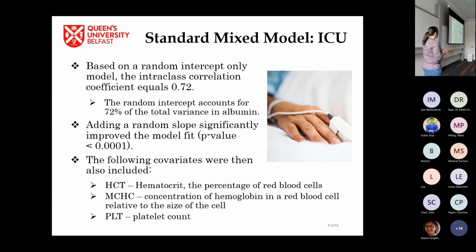As well as that, we're going to add in a couple of covariates. We're only looking at simple models at the moment, just testing what's within the data set. So initially looking at HCT, which is our hematocrit levels, the percentage of red blood cells, our MCHC, which is our concentration of hemoglobin, and our PLT, which is our platelet counts, and seeing how these impact the albumin levels for patients.